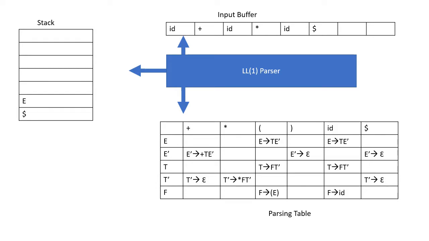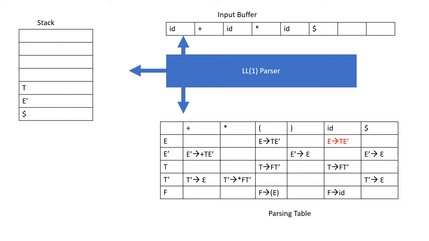So it will refer to that particular entry in the parsing table, that is E on ID. E is here, ID is here. So that means now we have to use this production. This is a generate step, and we will replace E by TE dash. This is the match which has been found. So we have replaced E by TE dash. Remember, this is the stack. So E dash will go first, and then we will enter T, from right to left.